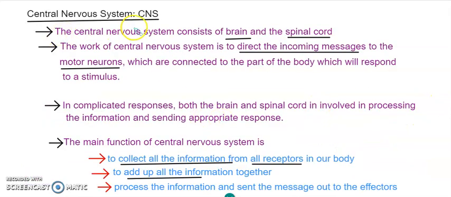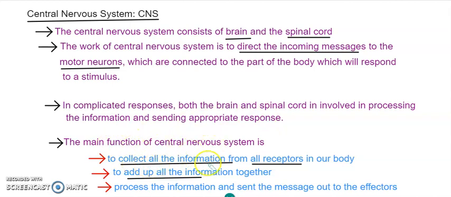The central nervous system consists of brain and spinal cord. The central nervous system makes sure that all the information which is being processed by the spinal cord and the brain is sent to the appropriate motor neurons, which are connected to the part of the body which has to respond or do the action. In complicated responses, both the brain and the spinal cord are involved in processing the information and sending the appropriate response.